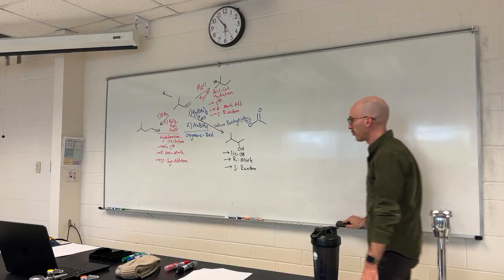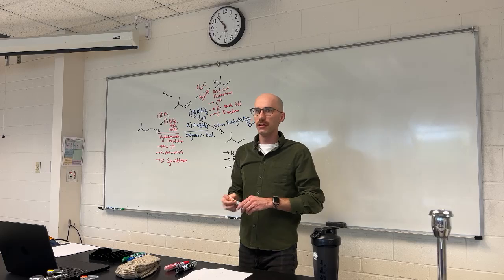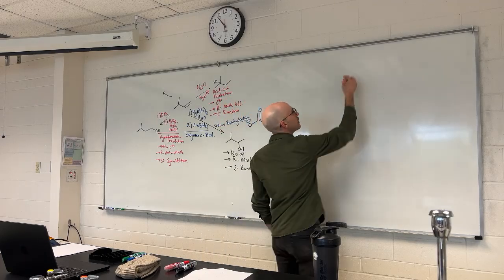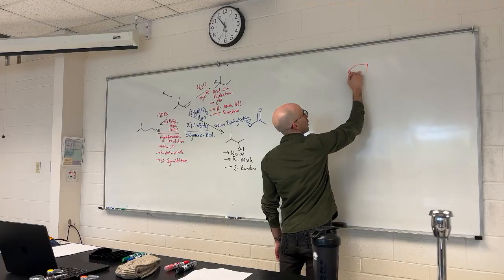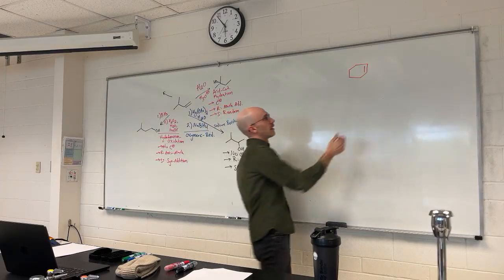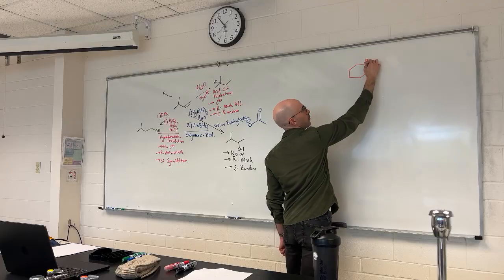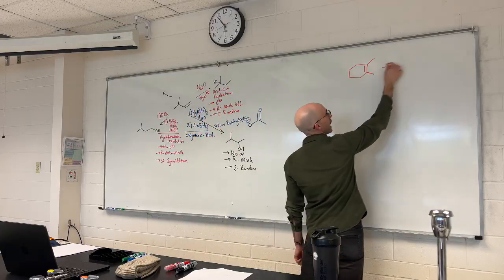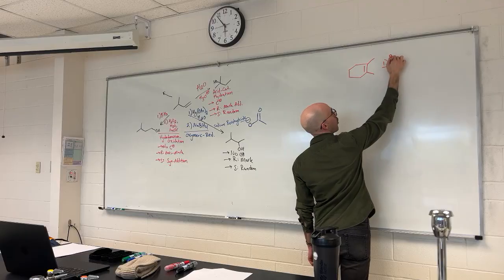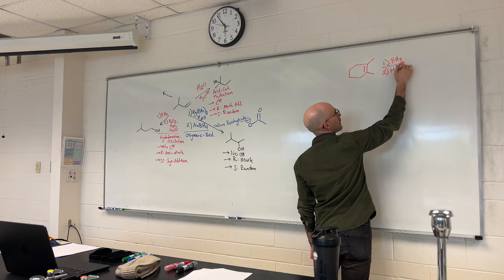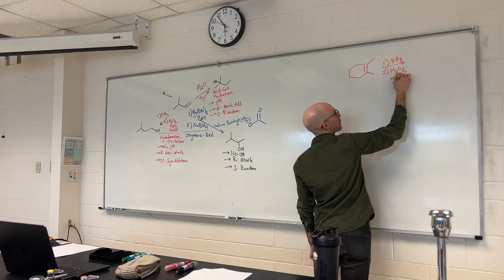Let's draw 1,2-dimethylcyclohexene. Cyclohexene, 1,2-dimethyl. And let's react this with borane, followed by basic aqueous hydrogen peroxide.